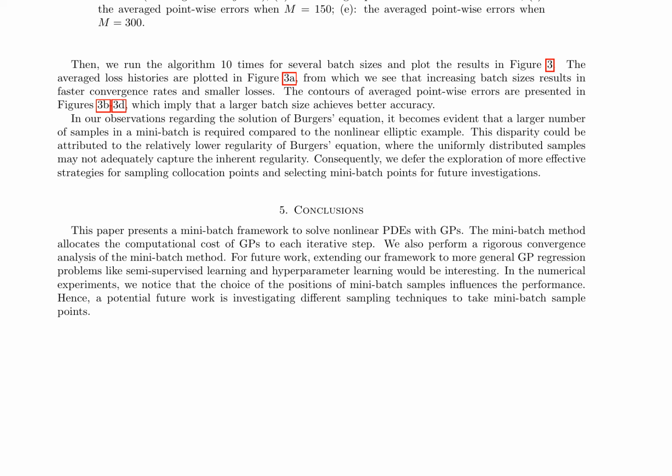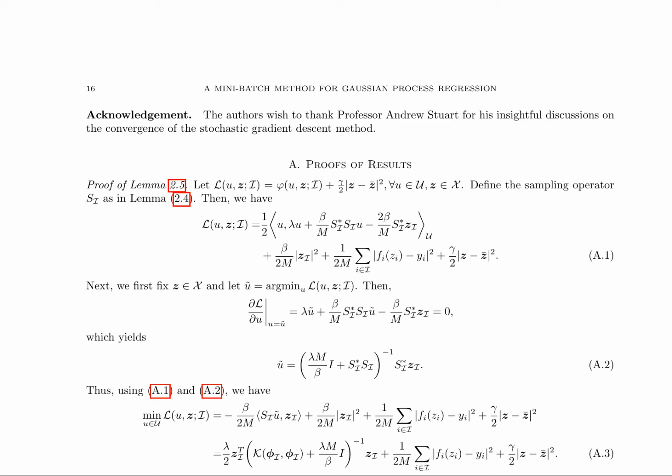In the numerical experiments, the authors solved the Burger's equation and a nonlinear elliptic equation using the mini-batch GP method. They observed that increasing batch sizes results in faster convergence rates and smaller losses, as demonstrated in Figure 3. The choice of mini-batch sample points significantly influences the performance, suggesting future work on investigating different sampling techniques.